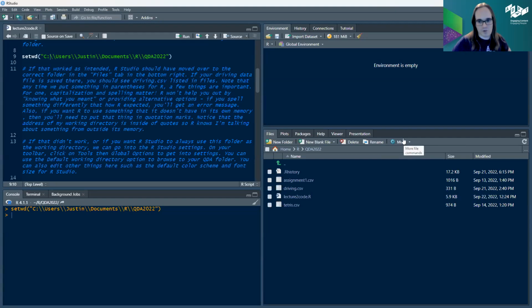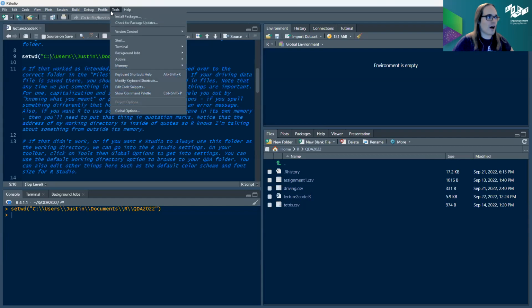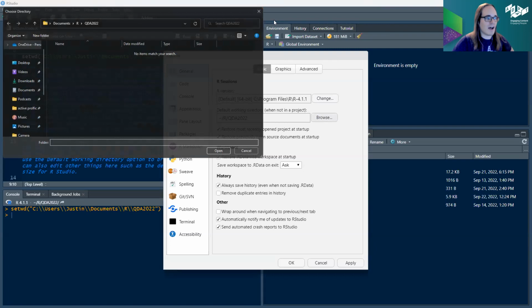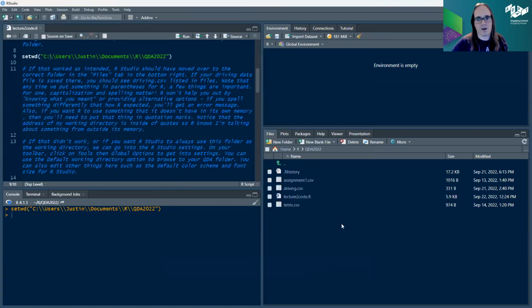So hopefully, if you're able to set your working directory and get R to navigate to it, you should see in your working directory a file called driving.csv, and probably this file, lecture2code.r. If you get the error "cannot change working directory" in setwd, I would say try your global options, so try it this way and see if that worked. If not, I would say try opening RStudio as an administrator, with higher privileges or whatever.